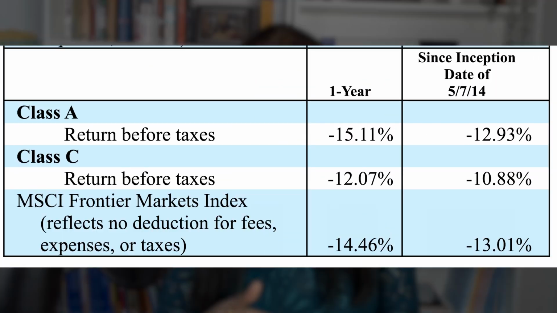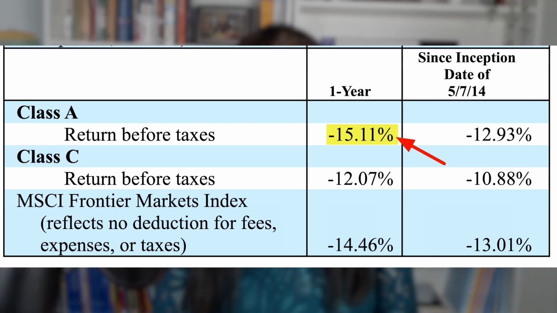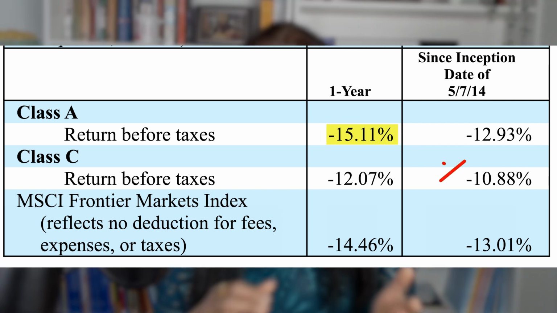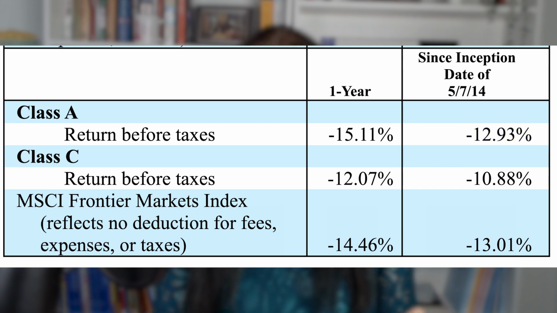Let's see Ashmore's performance. The Ashmore fund had a pre-tax one-year return of negative 15% in 2015 for Class A shares and negative 13% since inception. The benchmark for those two time frames was negative 14.5% and negative 13%. The fund also provides fact sheets showing performance by year or other different periods. And you can find similar information through providers such as Morningstar.